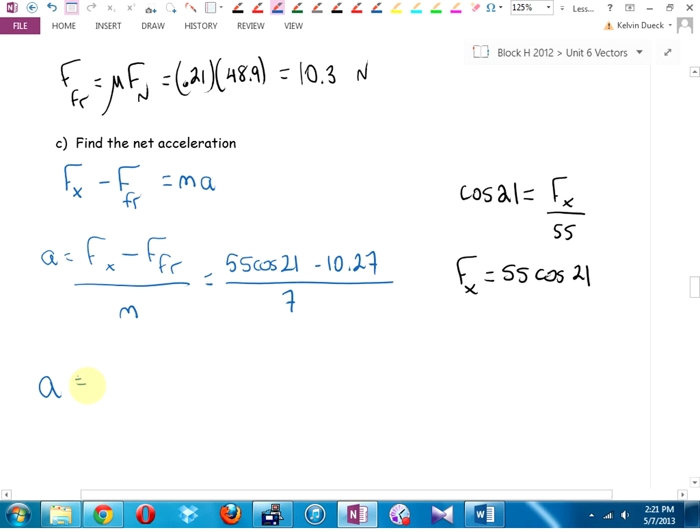Maddie, what'd you get? 7.72? Anybody else? Birthday boy got 7.7 as well? 7.7 meters per second squared. We'll even add a direction like it's a vector: to the right.